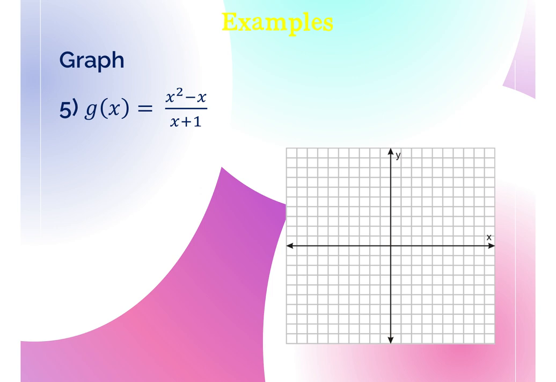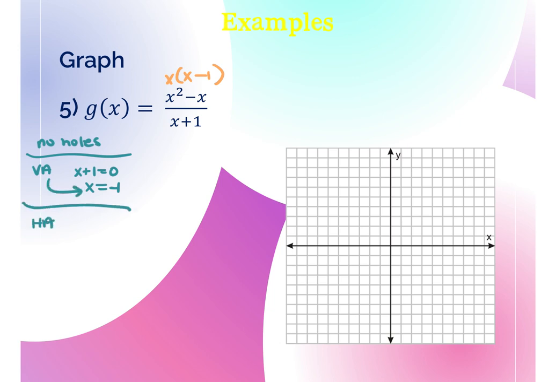Okay, so for number 5, the first thing we're going to do is take the x out from my numerator, and nothing cancels. So it did factor, but it doesn't cancel, which means there's no holes. Then I'm going to go to my vertical asymptote. So set my denominator equal to 0. x plus 1 would equal 0, and x equals -1. That's going to be your vertical asymptote.